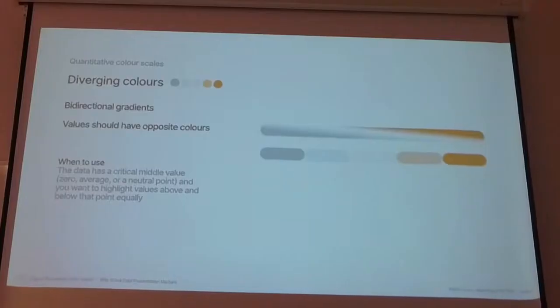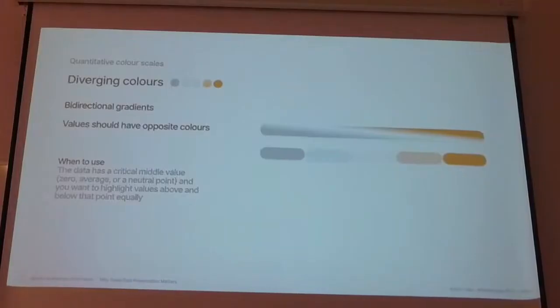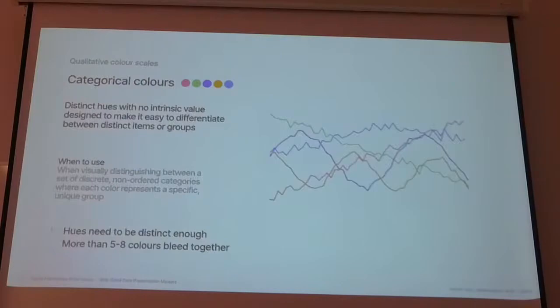Then diverging color scale is more or less the same as the sequential colors, except it goes in 2 directions. And that means if you have a clear middle point and it goes in 2 directions, then you can use this scale. This is so you can highlight the extremes, not the middle. But it shouldn't be used for other things.